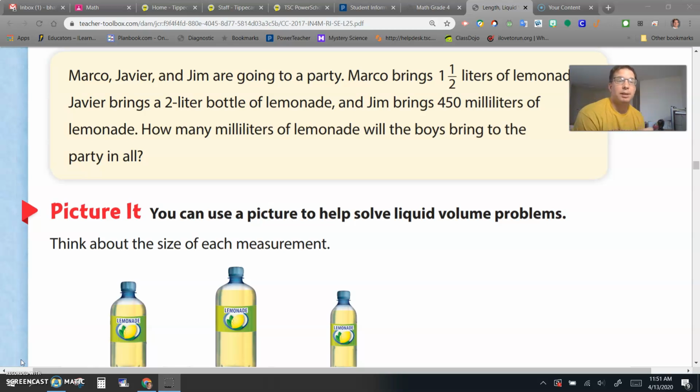So our problem of the day starts out: Marco, Javier, and Jim are going to a party. Marco brings 1.5 liters of lemonade. Javier brings a 2-liter bottle of lemonade. Jim brings 450 milliliters of lemonade. How many milliliters of lemonade will the boys bring to the party in all? So we need to convert everything into milliliters.